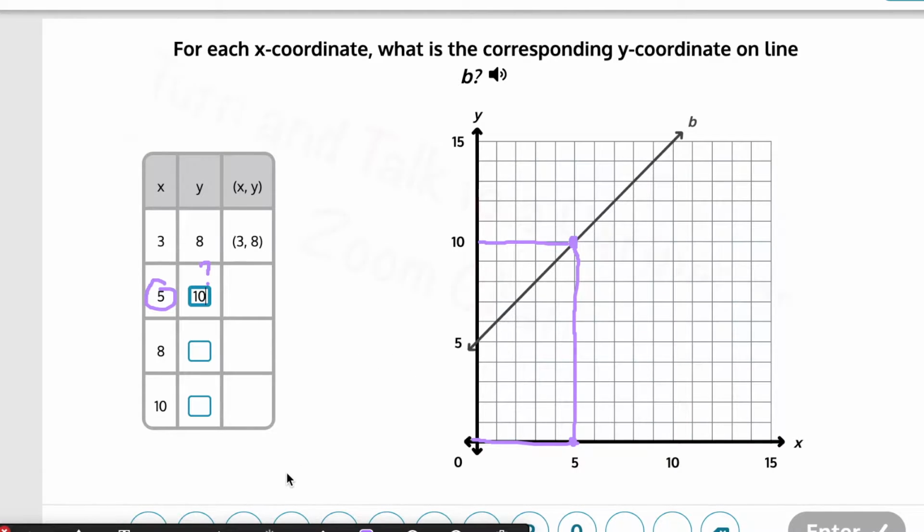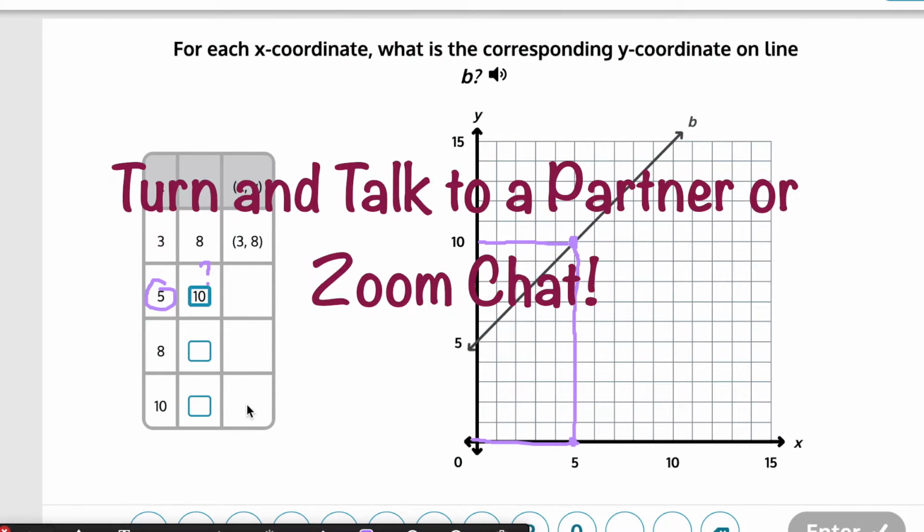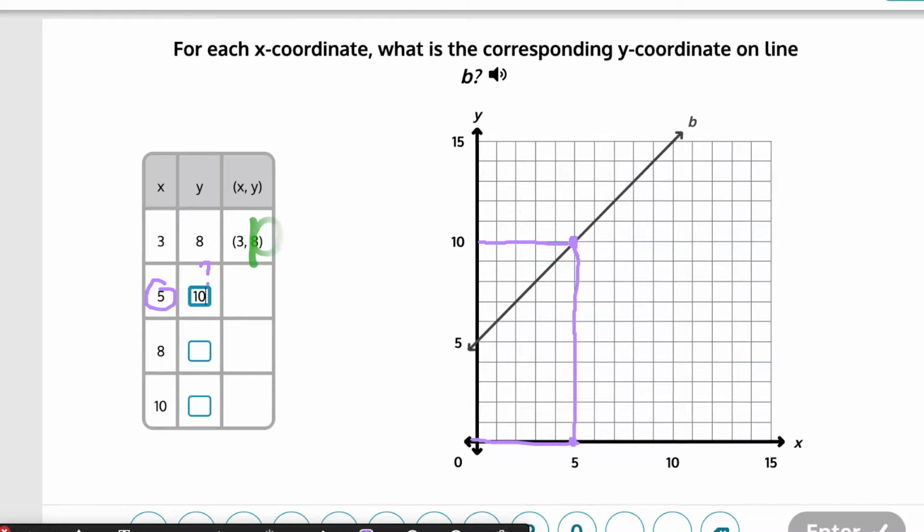So go ahead and turn and talk to a partner and try to figure out the y-coordinates when the x-coordinate is 8 and when the x-coordinate is 10. Pause the video if you need. All right, well, when the x-coordinate is 8, that means we're here. Let's figure out the y-coordinate. I'm going to go up to line B and see where it intercepts. Right here. And the y-coordinate would be 13. Because this would be 10, 11, 12, 13.